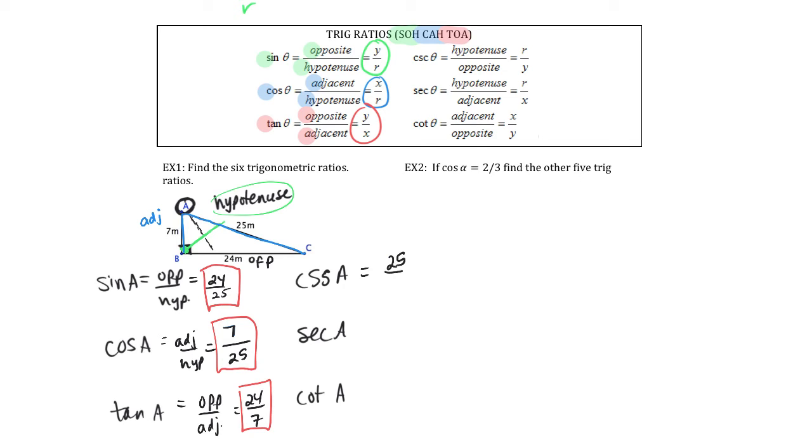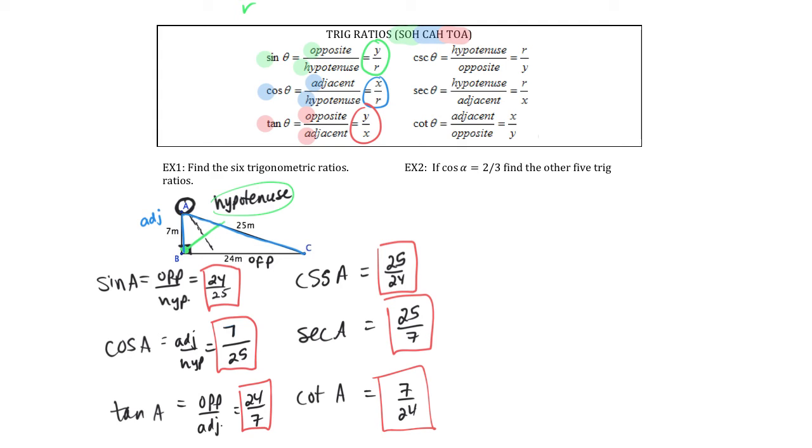So 25 over 24. Cosecant is the reciprocal of sine, and secant is the reciprocal of cosine, so we would just flip that one over. And tangent and cotangent are reciprocals, so we just take the reciprocal of tangent to find cotangent.